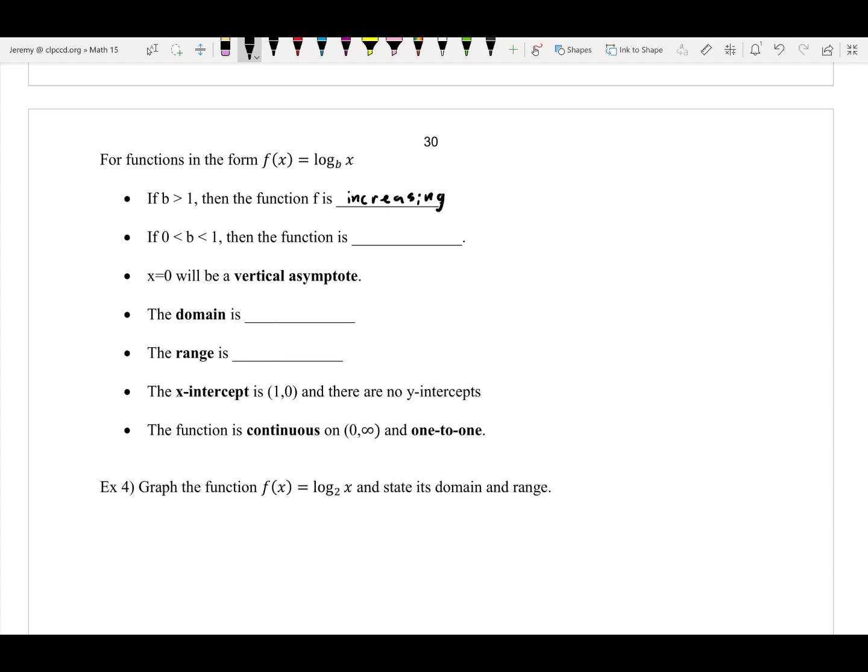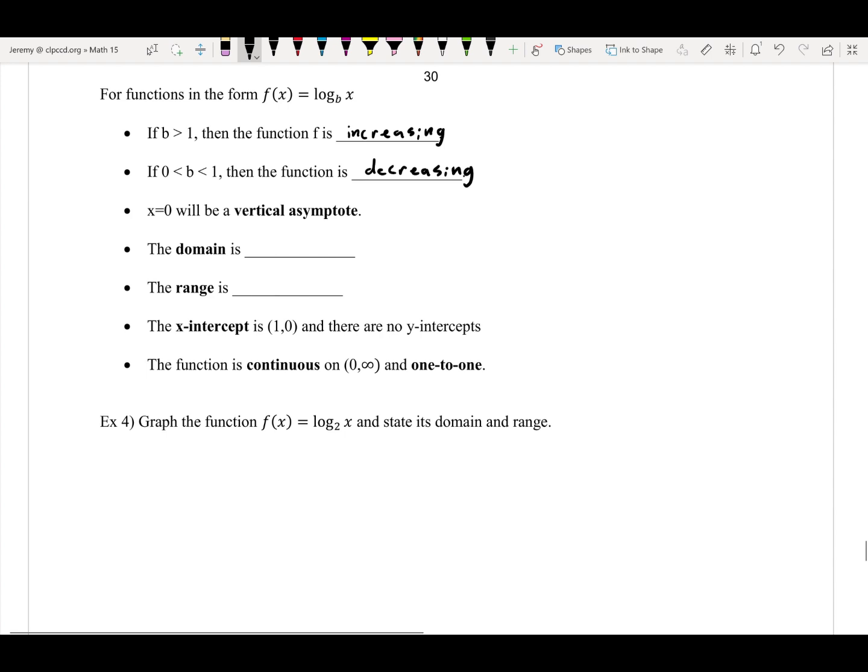If b is between 0 and 1, then the function will be decreasing. All right, and we do not look at values of b which are negative. You'll never see log base b where b is a negative number, because these are defined in terms of our exponential functions, which have that same restriction. Okay, and then x equals 0, that line will be a vertical asymptote like we were just talking about.